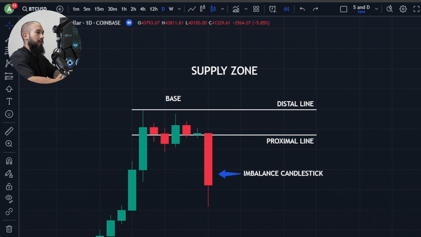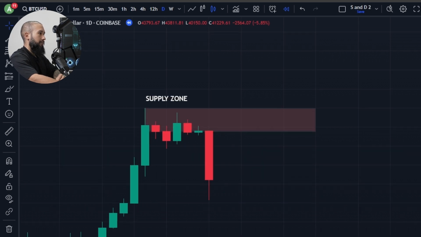Once we have identified our base and imbalance candles, we can label our supply zone. And if we were to label our supply zone, it will look like this. You can see we have our zone, and then literally right after it, we have our huge imbalance candle.